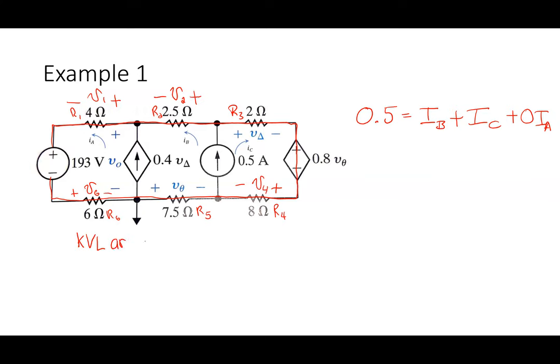Because remember, we're writing KVLs. KVLs are in terms of what? Voltage. The sum of the voltages around the loop equals zero. So I'm going to write it in terms of voltage, then I'm going to plug in current. When I do the nodal method, I'm writing KCL, so I'm writing for currents, but I'm solving for voltages. When I do mesh, I'm writing KVLs, but I'm solving for currents. Jumping too far ahead in those steps can really cause some problems.